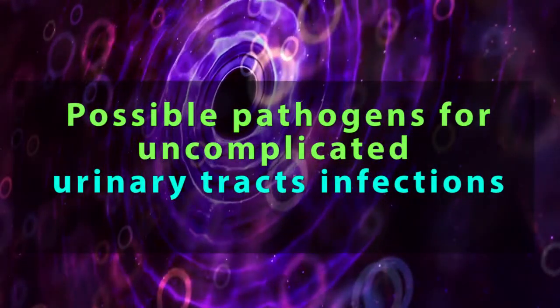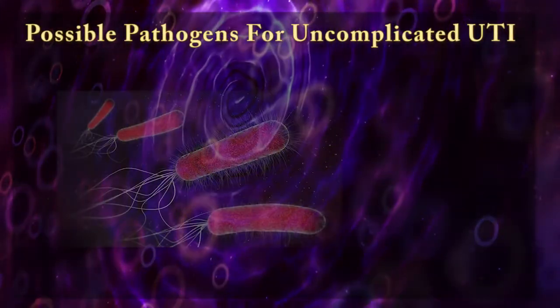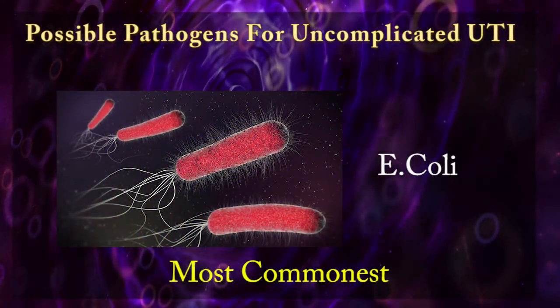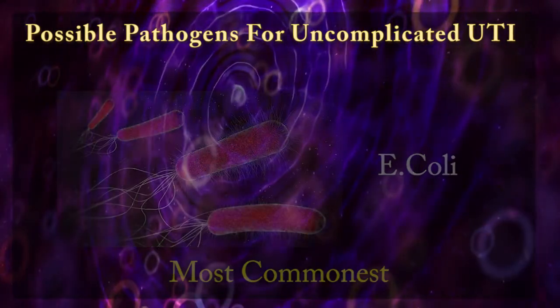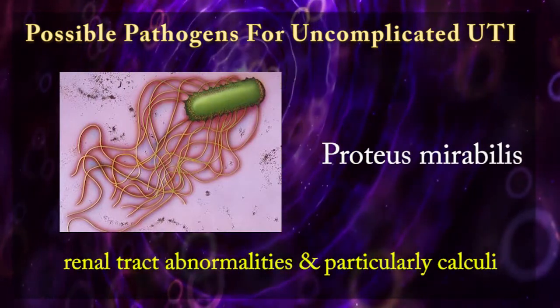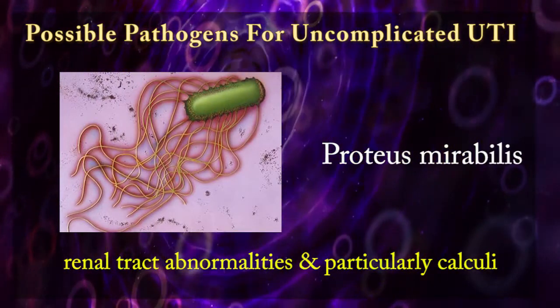Possible pathogens in uncomplicated urinary tract infections. Escherichia coli is the most common possible pathogen for uncomplicated urinary tract infection. Also, Proteus mirabilis, associated with renal tract abnormalities and particularly calculi.